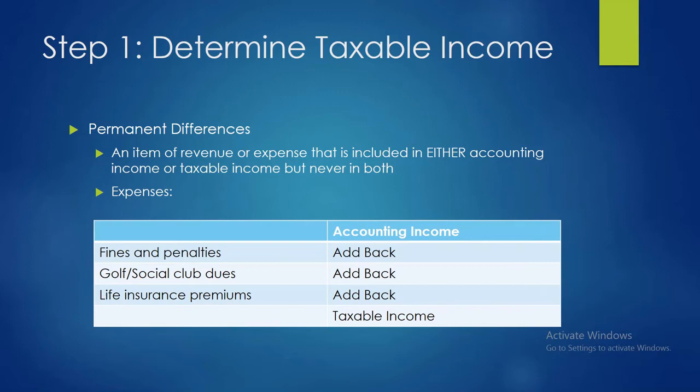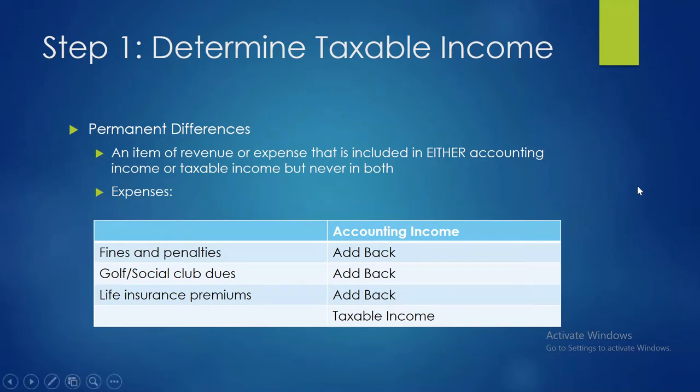And then another one is life insurance premiums. Similar to the revenue item of life insurance proceeds, where you can't include in revenue any money you get from the life insurance company for life insurance payouts, the premiums that the company pays every year or monthly for life insurance cannot be deducted for tax purposes, and therefore those have to be added back. So any expenses that are allowed to be deducted for accounting income but not for taxable income need to be added back. You start with accounting income, you add all these things back, and you get taxable income.